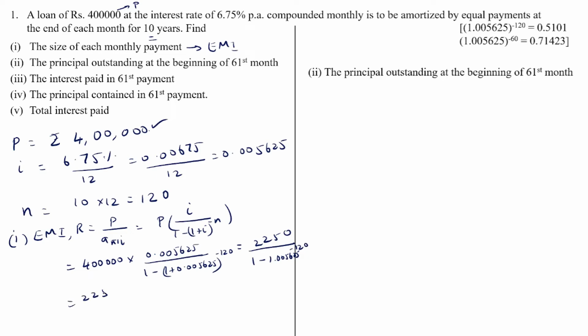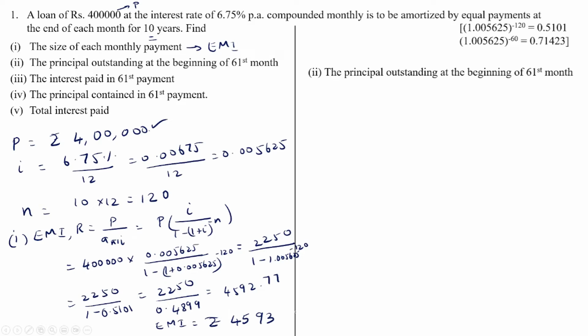So it is 2250 upon 1 minus. The value for this is given as 0.5101. So it is 2250 upon 0.4899. Now when we divide, we get 4592.77. Our EMI is approximately equal to rupees 4593. So this is the EMI.